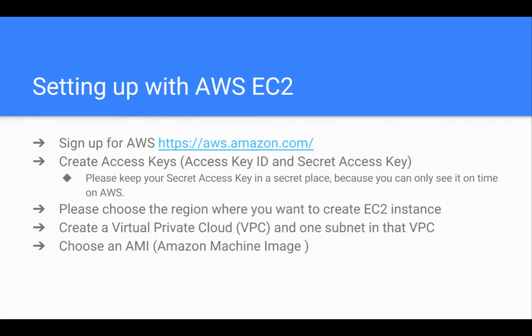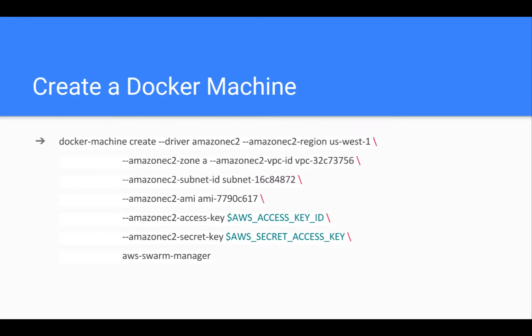First, you have to create an AWS account. If you already have one, you can sign in directly, and then follow these steps to do some preparations. After that, we can use the Docker Machine command to create a Docker host. There are a few configure options you should know, and I will explain all of them in our demo.